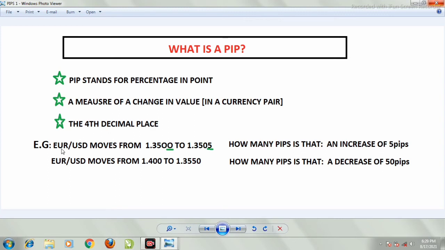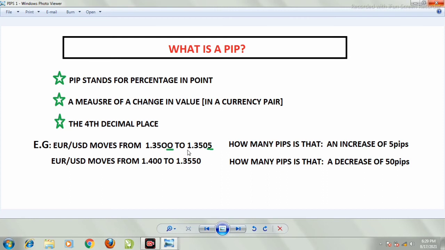Now let's take a look at this example. The Euro US dollar moved from 1.3500 to 1.3505. Now the pip is the 3500, like I said, the fourth decimal place. This is the decimal point. You start counting from here: 1, 2, 3, 4. This is the pip.